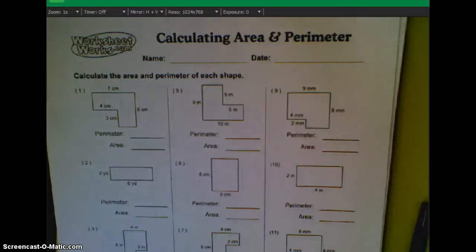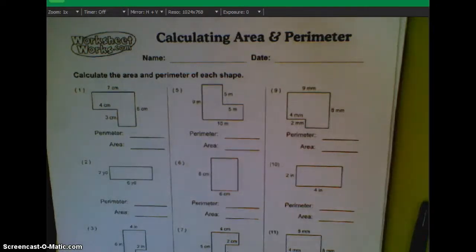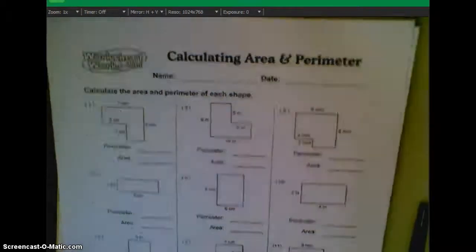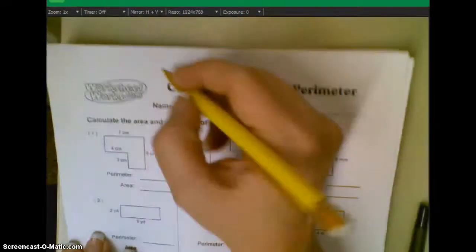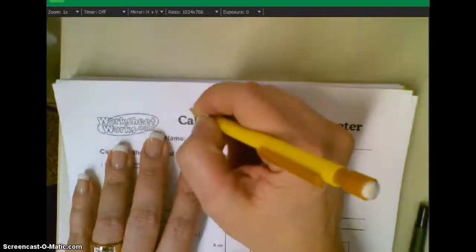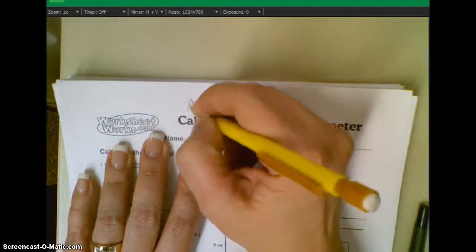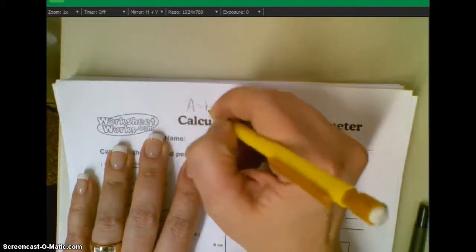Okay, fifth graders, so your homework tonight is all about area and perimeter. This is review from last year, but I'm afraid many of you may have forgotten, so that's why I wanted to practice it today. We're going to write a formula up here real quick. Area equals base times height.